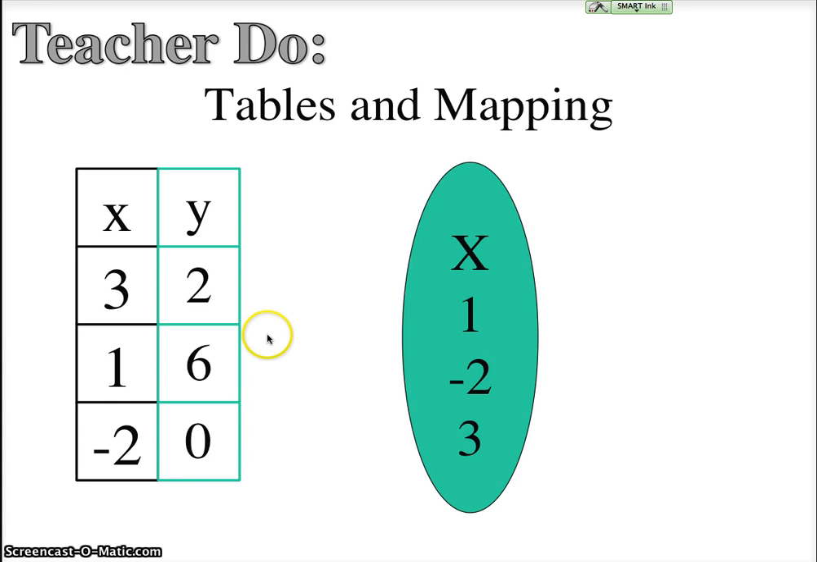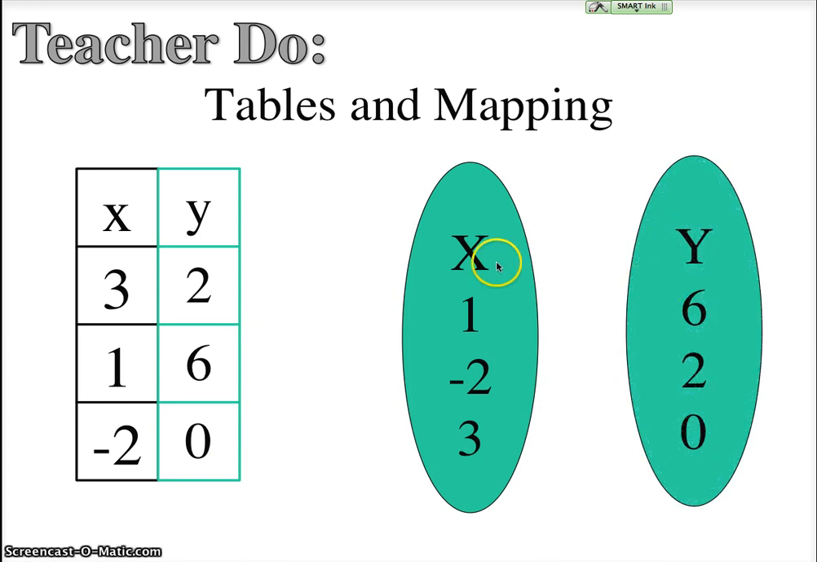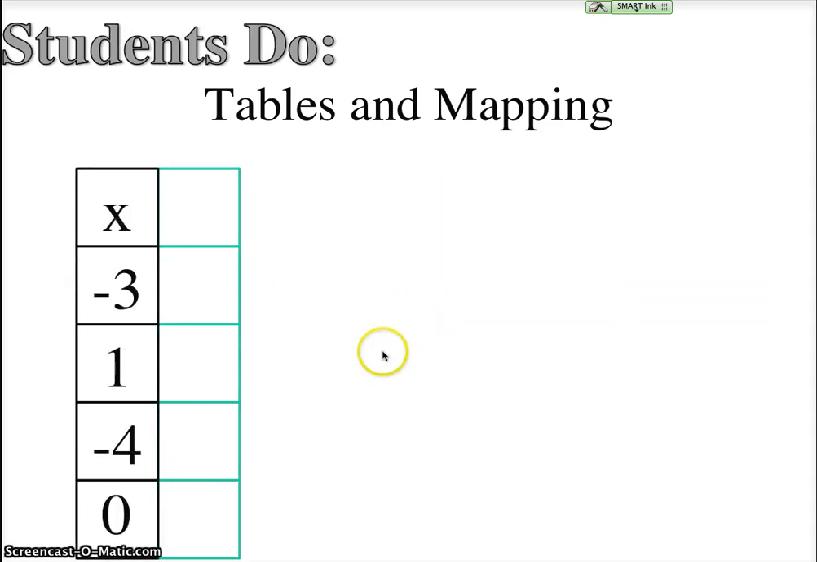Okay, I'm mapping the same thing. I have x and y. Now these can go in any order. There's no specific order in which they're grouped in each circle, but they have to be matched by arrow to the correct pair. 3 and 2 are together here, so therefore 3 and 2 together here. 1 and 6 are together here, therefore 1 and 6 are together here. And negative 2 and 0 are together here, just like they are here. Yours should be exactly the same.